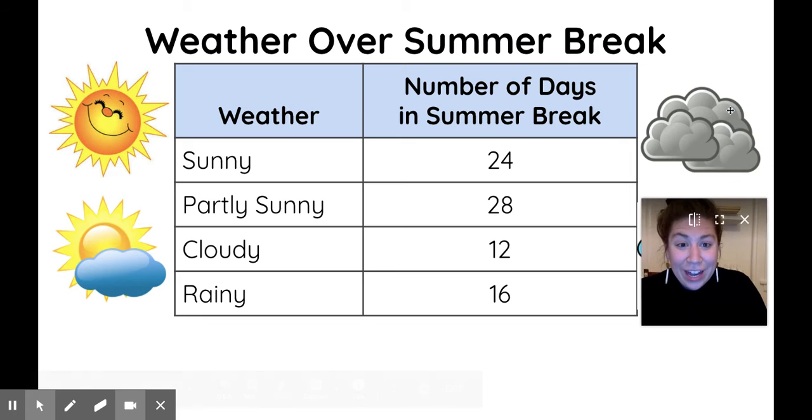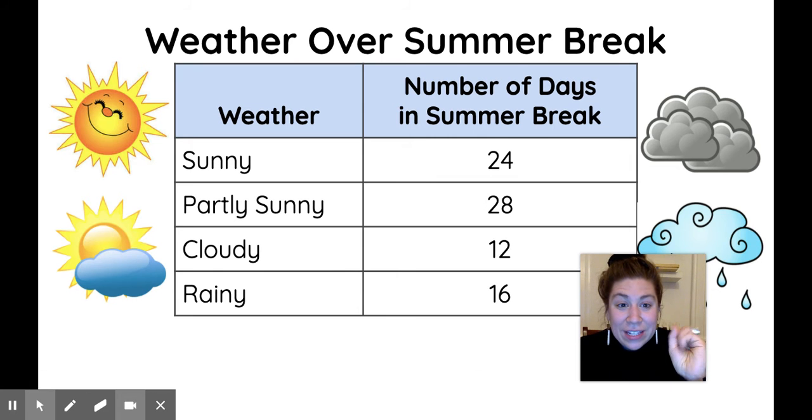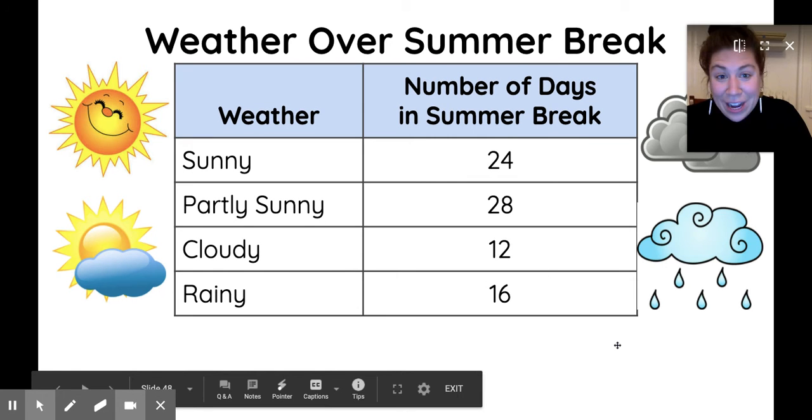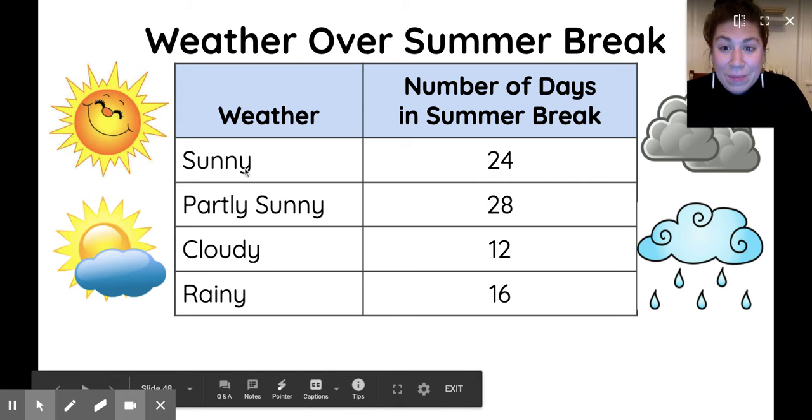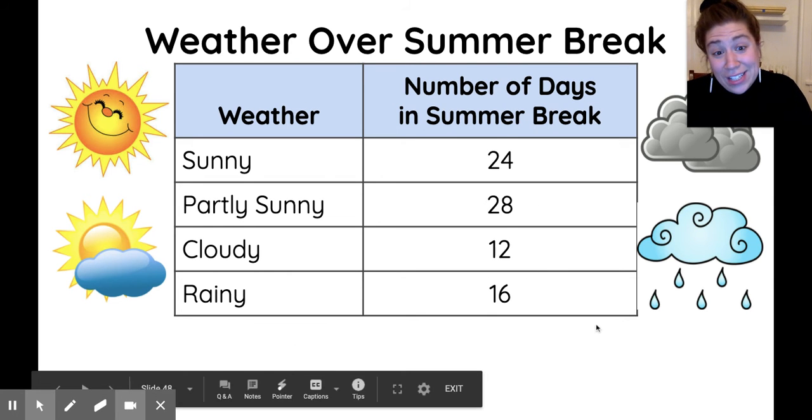Well, let's take a look at this data table. So this is about weather over summer break. So number of days in the summer that had this kind of weather here. So sunny, there were 24 days of sunny weather, partly sunny, 28, cloudy, 12, and rainy, 16. Okay, so if we were to make this into a pictograph, we would need to change this data here into pictures to symbolize the amount.